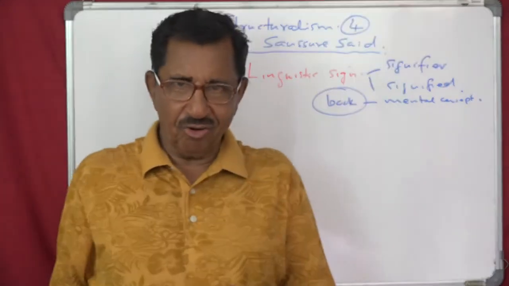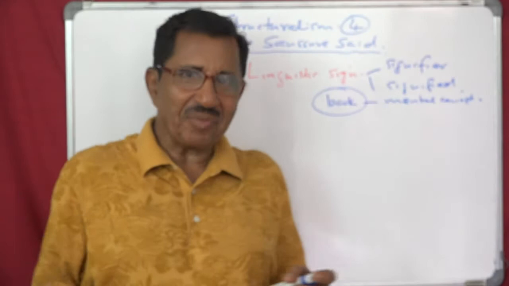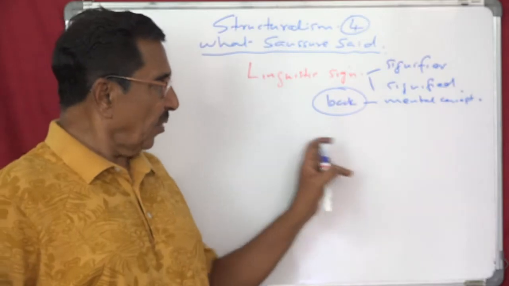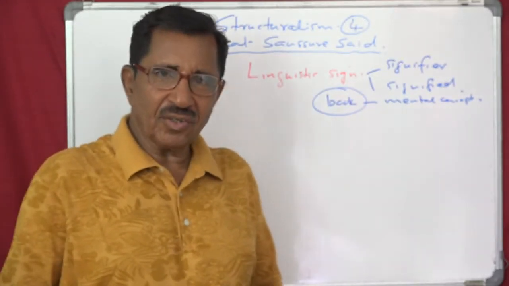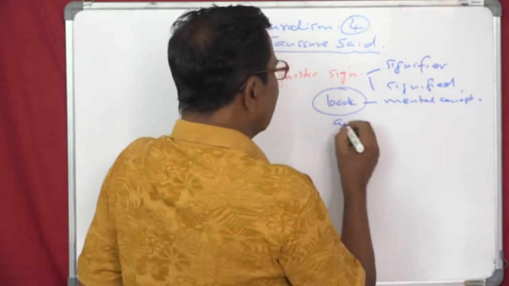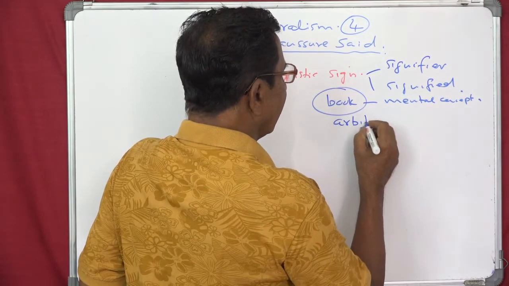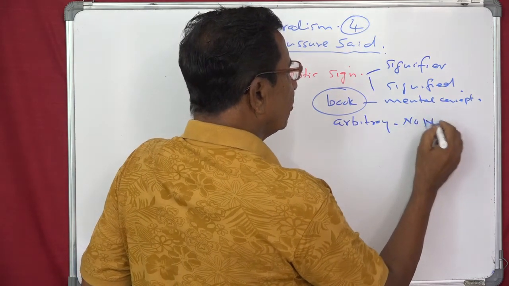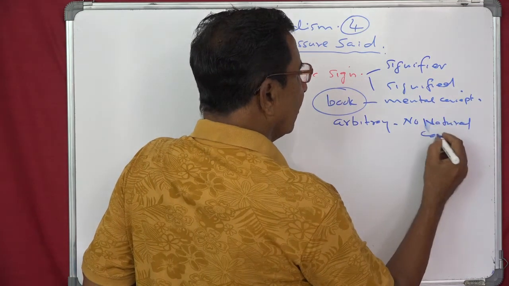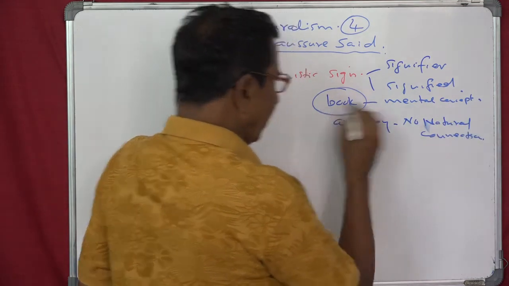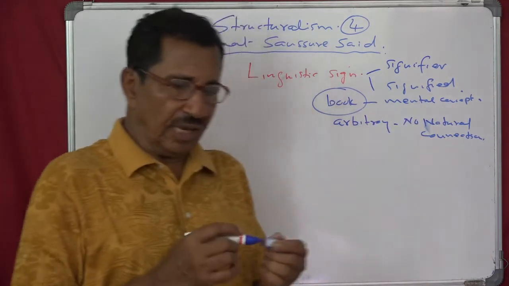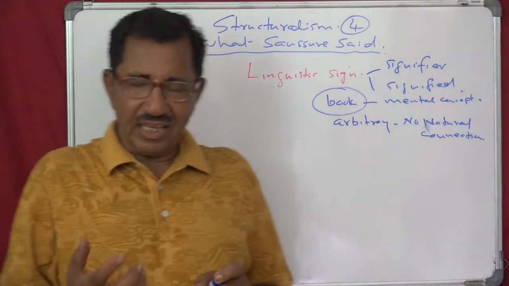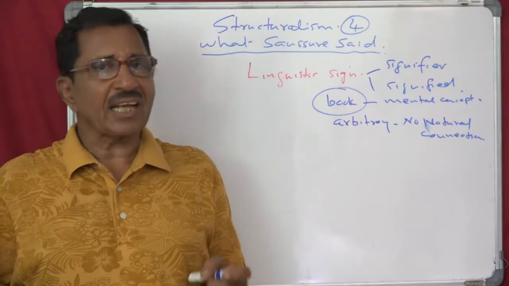I think I told you this in the other hours, but I am repeating it so that we will not make a mistake and we understand it in the right way. Now when we say book, it's a mental concept. And in other lectures I said that this relation is arbitrary. Arbitrary means no natural connection. There is no logic for why this particular object is called book. Or if at all there is anything supporting it, that is convention.